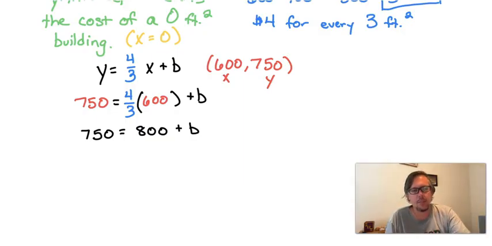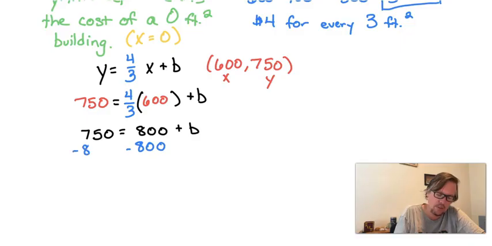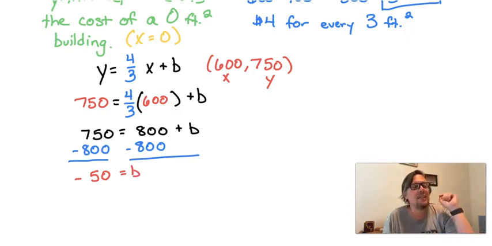Obviously, it's going to be a negative number. If I'm at 800 and I add something and I get a lower number, 750, obviously I'm adding a negative. You may already know it just by looking, but if you don't, you could subtract 800 from both sides. This is the subtraction property of equality. And we get negative 50 for our value of b. So b is negative 50.